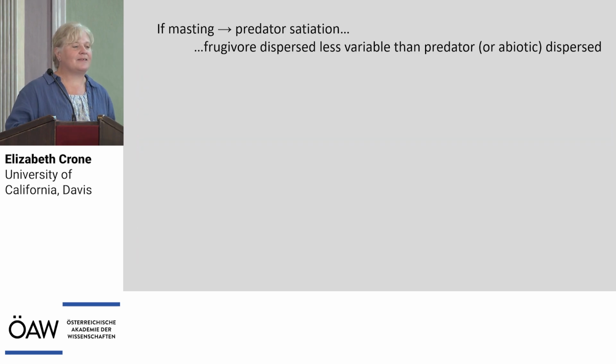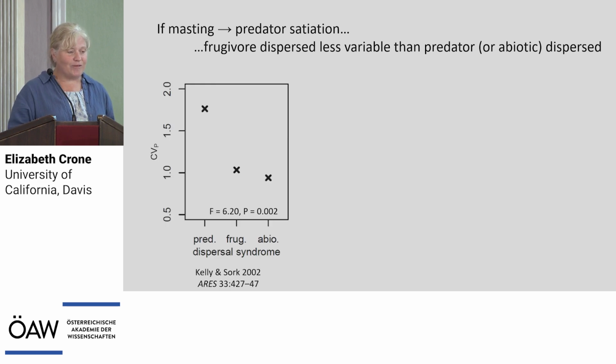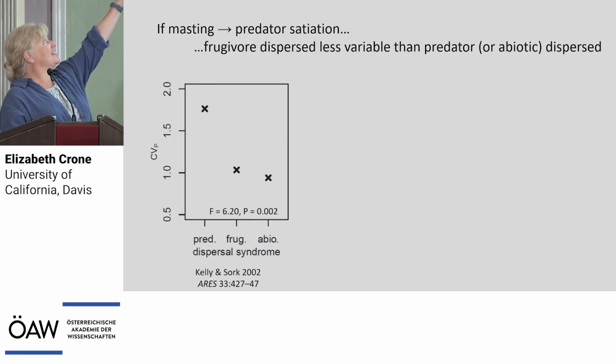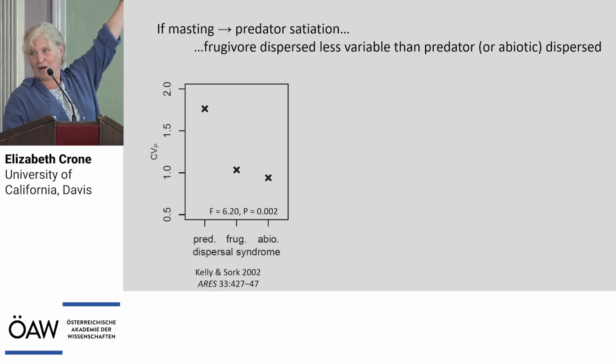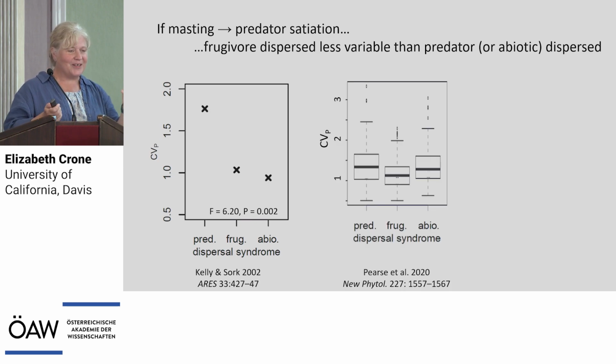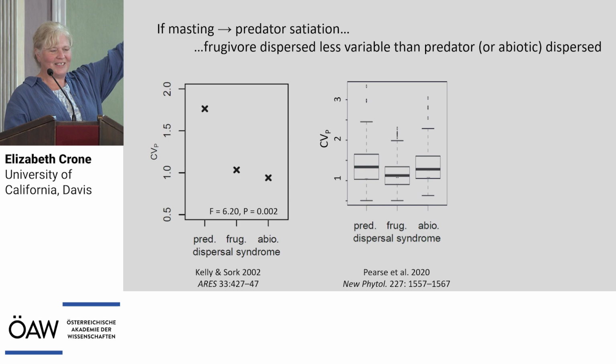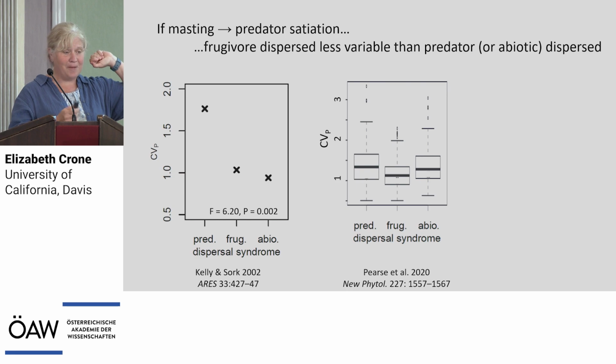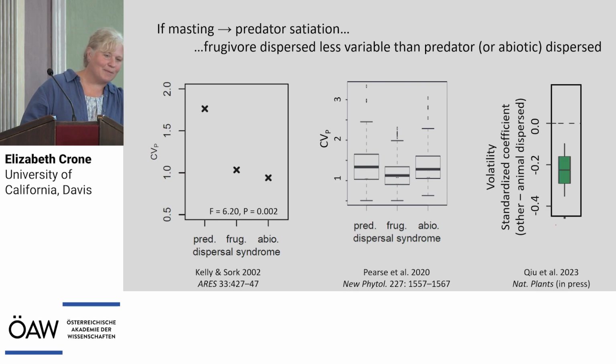So do other people find this? Going back to the same 3 reviews, here's Kelly and Sork, and you can see that predator-dispersed species are more variable than frugivore or wind-dispersed species. Ian Pierce's analysis, predator-dispersed species and abiotic-dispersed species are more variable than frugivore-dispersed species in the middle. And in the recent analysis by Q et al., it's a negative number, and I think I wrote this in the wrong direction on the y-axis, but that means that animal dispersed species are less variable than other ones. Once again, general theory works.